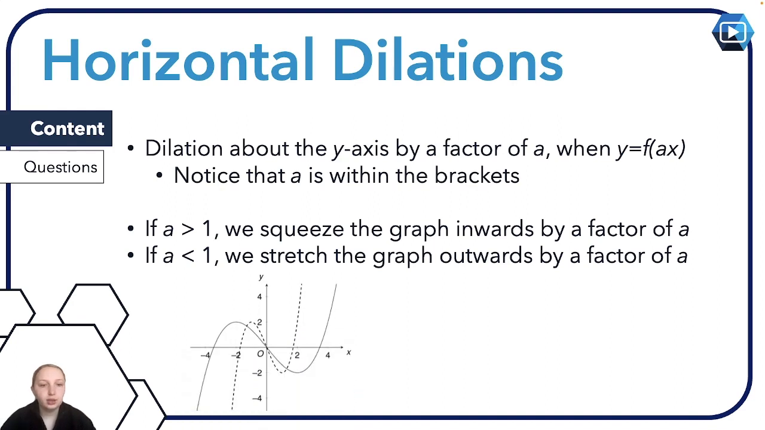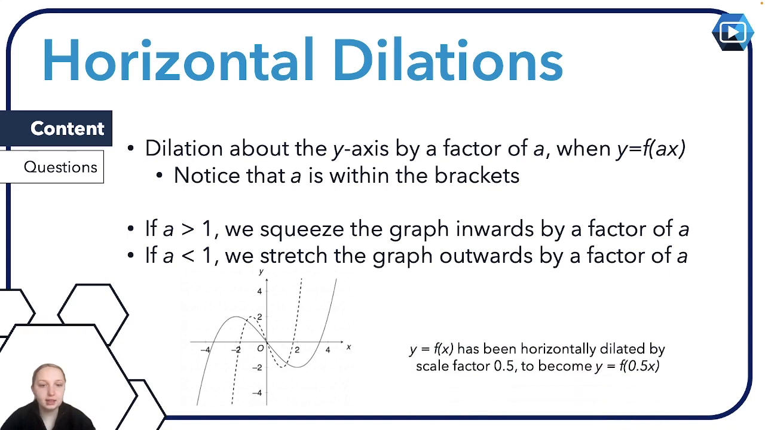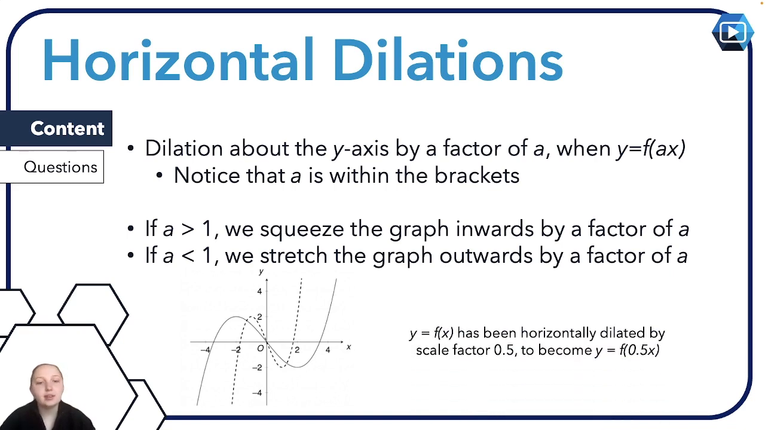So for example, looking at this graph here, considering this dotted line as our original graph of f(x), and this solid line as the new graph of y equals f(ax), we can see that y equals f(x) has been horizontally dilated by a scale factor of 0.5 to become y equals f(0.5x). This is because when we have a factor of a that's less than 1, we're going to be stretching the graph outwards in relation to the y-axis.